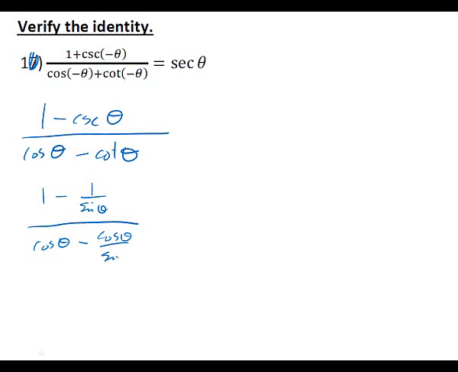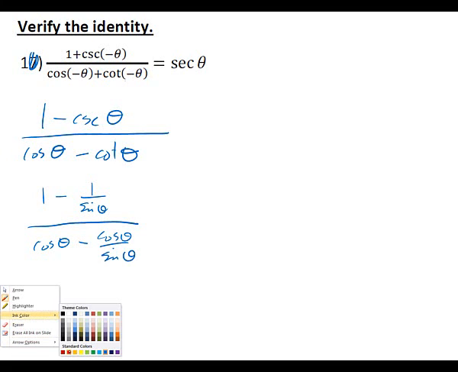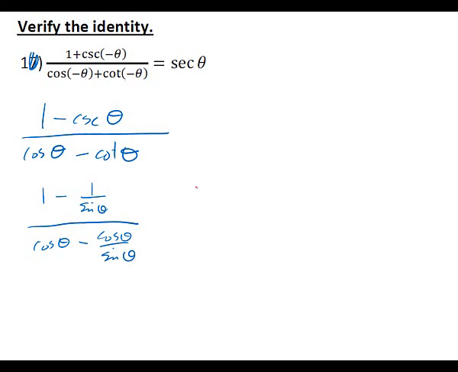Cosine theta over sine theta. I'd like to get rid of sine in the denominator, so we're going to multiply by sine over sine. Really what I'm doing is multiplying by sine, don't write it down, over sine. Really what I want to do though is distribute that, so I'm really multiplying everything by sine theta. Now write that down. Multiply everything by sine theta.